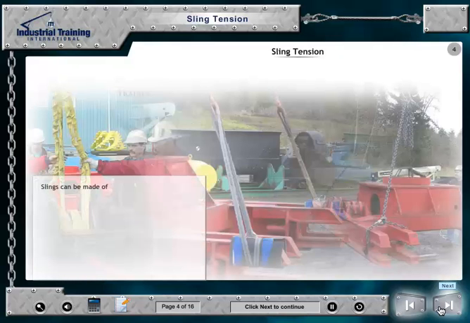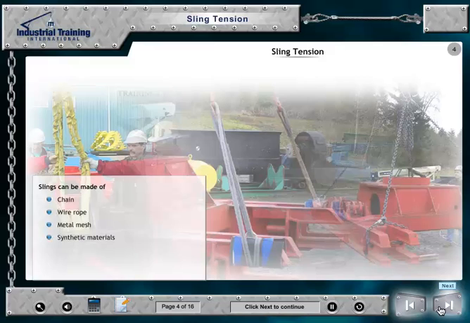Slings connect the load to a lifting device. Slings can be made of chain, wire rope, metal mesh, or synthetic materials. Before lifting a load from the ground, you must know the weight of the load. This enables you to select the sling of correct capacity. Sling tension is the amount of force or load on the sling, and the sling capacity is the maximum allowed tension to be applied to the sling.